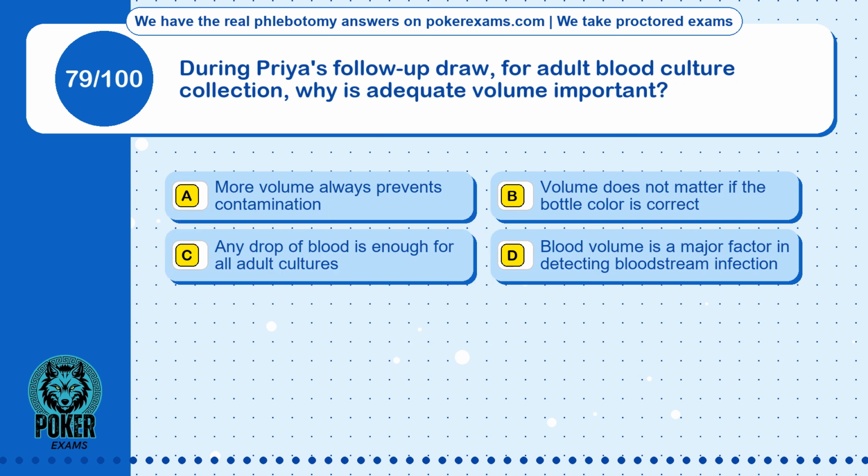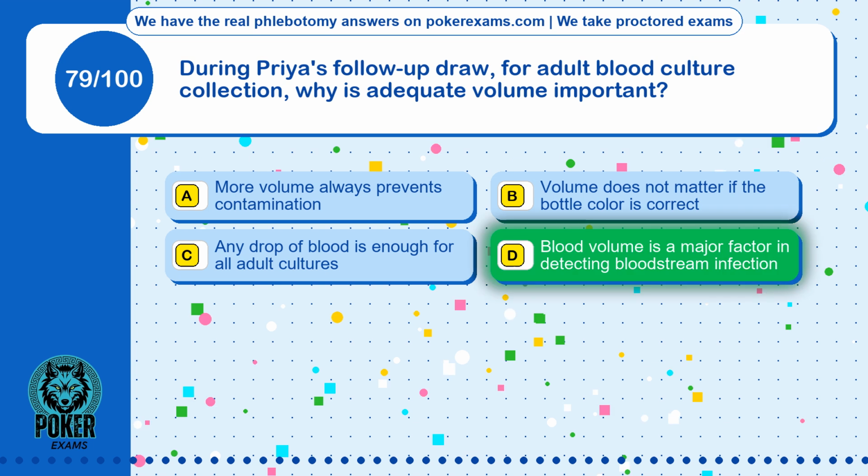Question 79. During a pre-use follow-up draw, for adult blood culture collection, why is adequate volume important? Option A. More volume always prevents contamination. Option B. Volume does not matter if the bottle color is correct. Option C. Any drop of blood is enough for all adult cultures. Option D. Blood volume is a major factor in detecting bloodstream infection.